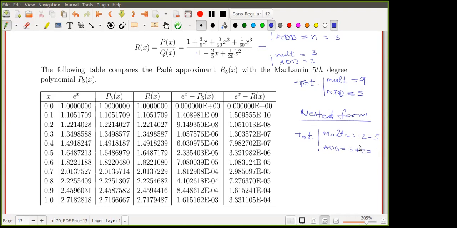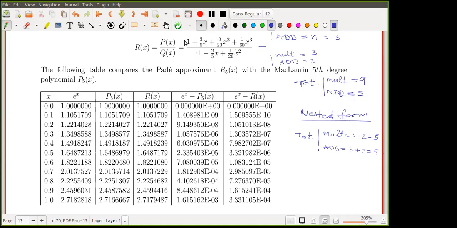Addition, similarly, we have 3, 2, 5. So you can see that for multiplication, we move from this to that, and addition is still the same, no change. So the nested form here is reducing the number of multiplications. This is if we use the nested form in the numerator and in the denominator.